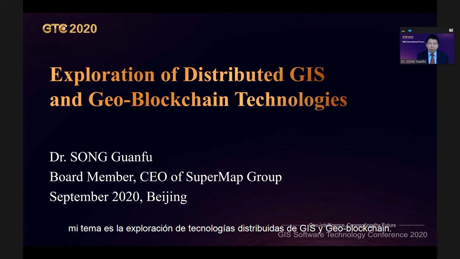Today, my topic is exploration of distributed GIS and Geoblockchain technologies.